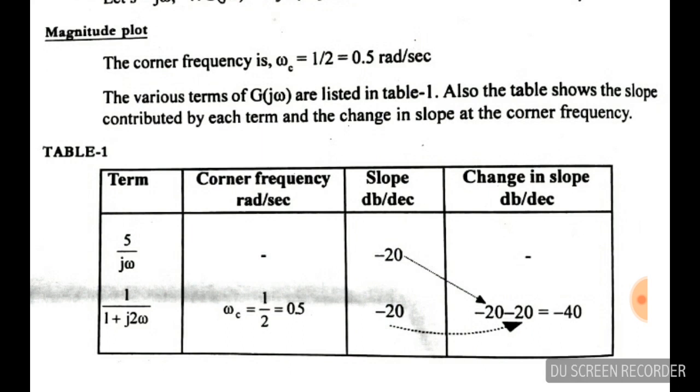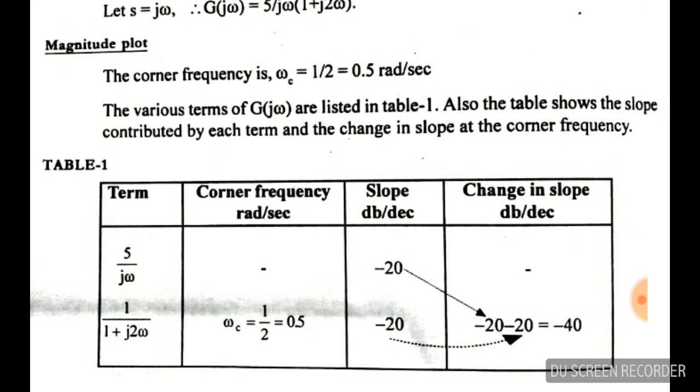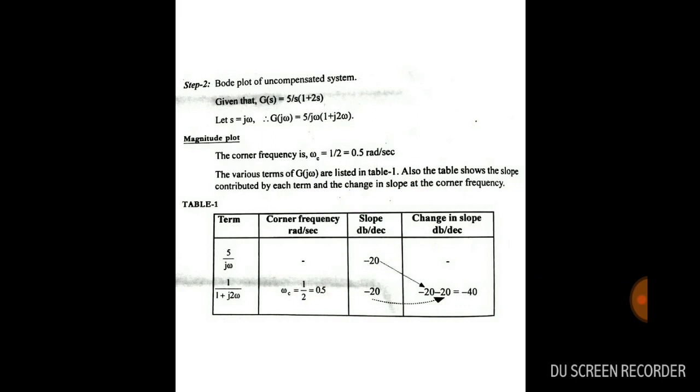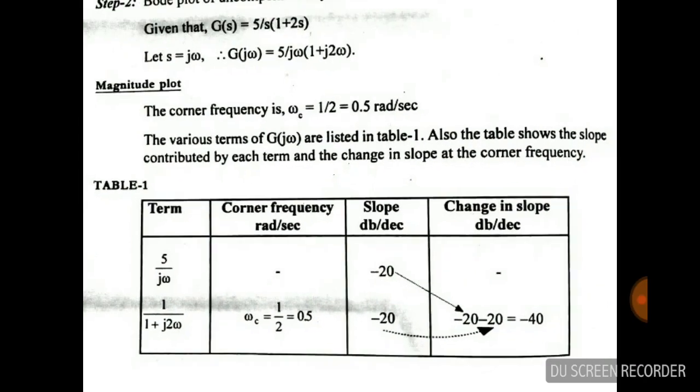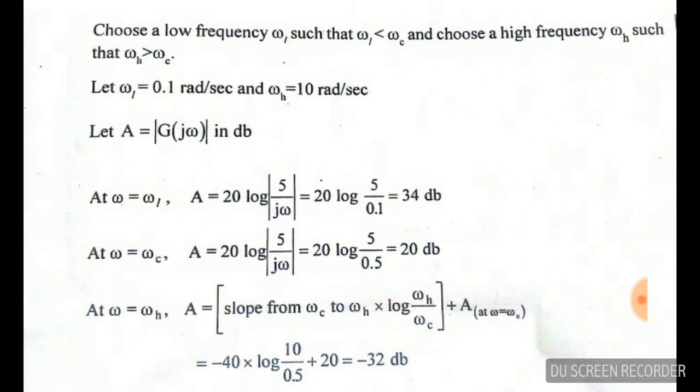And the next term is 1 by 1 + j2 omega, and it has a corner frequency 0.5 radians per second, and it also has minus 20 because the j omega term is in the denominator, and the change in slope is minus 40. Okay, usual steps of Bode plot. Choose a frequency less than the corner frequency. Here it is taken as 0.1 radians per second, and choose a frequency which is greater than that, and here it is taken as 10 radians per second.